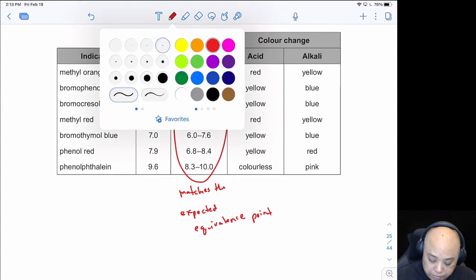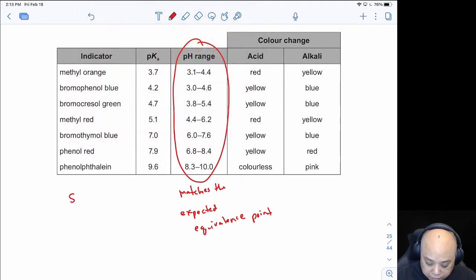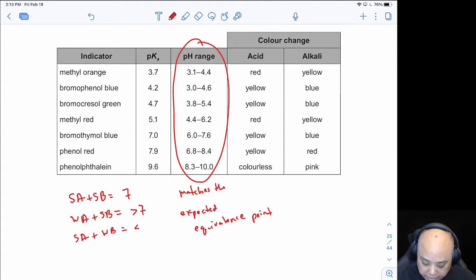So if you have a strong acid plus a strong base, you expect that equivalence point to be 7 because it should be neutral. If you have a weak acid plus a strong base, it should be greater than 7. If it's a strong acid plus a weak base, it should be less than 7. So determining this based on that information allows you to choose the appropriate indicator for that.